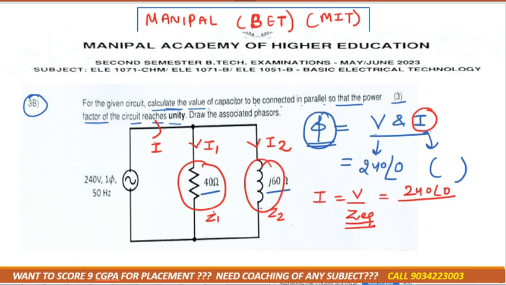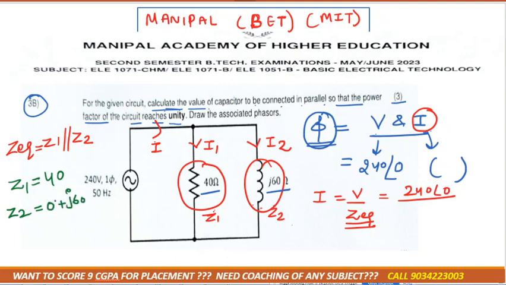So Z1 and Z2 are connected in series or in parallel? Tell me. Z1 and Z2 are connected in parallel, right? Can you tell me the value of Z1? Z1 is 40 ohm, right? Z2 is how much? As you can see, there is no resistor, so we can simply write 0 plus j60, right?